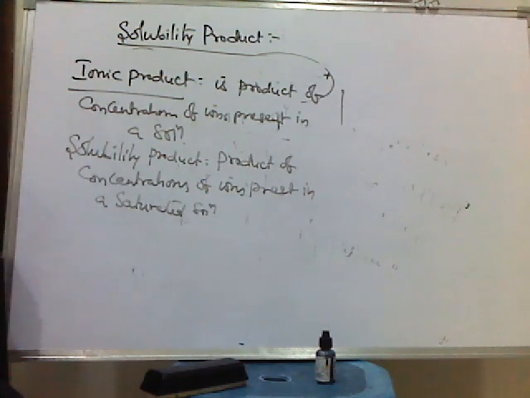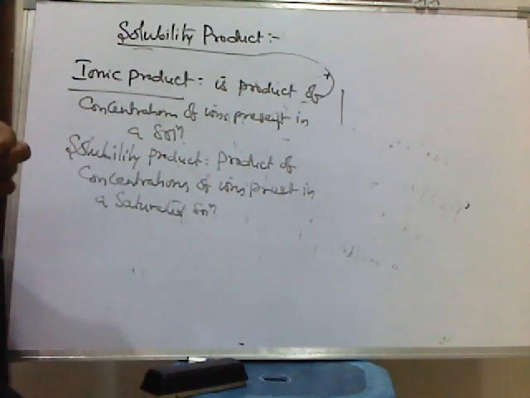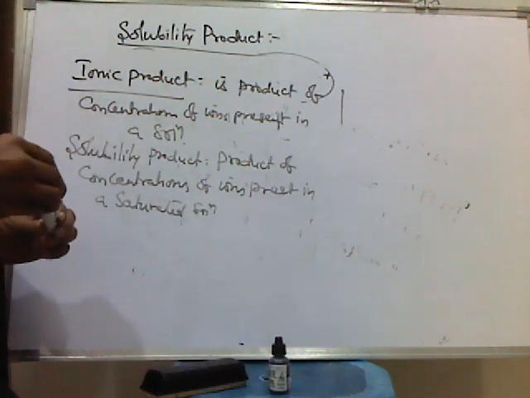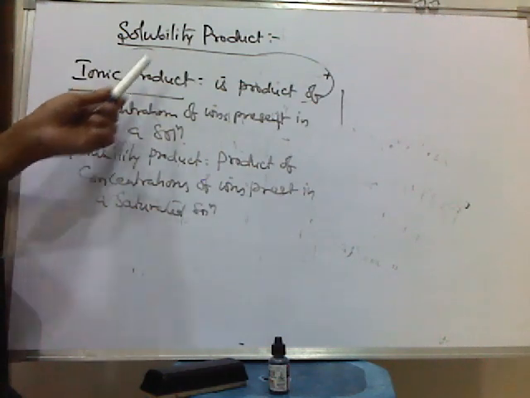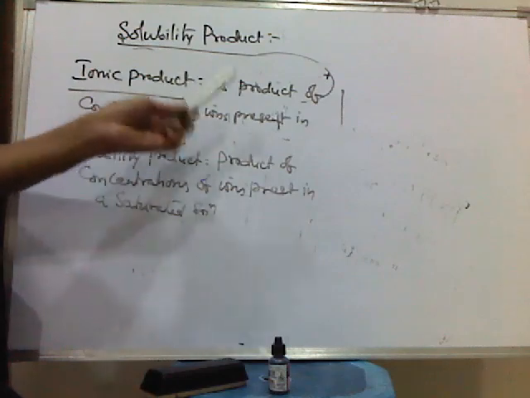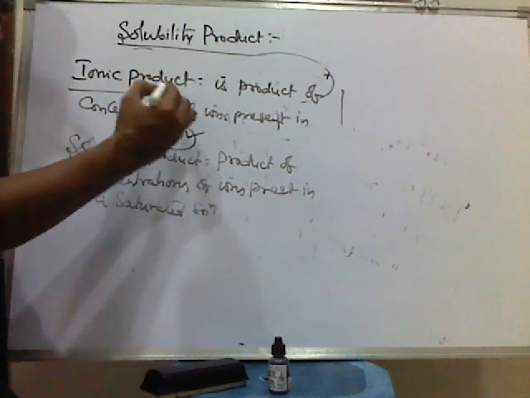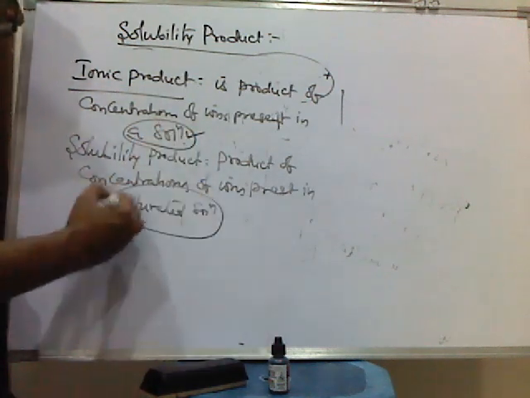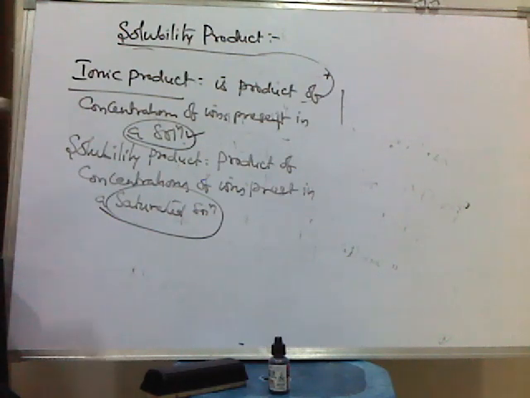Now what is the difference between solubility product and ionic product? Both are products of concentrations of ions only, but the solubility product is the product of concentrations of ions present in a saturated solution, whereas the ionic product is the product of concentrations of ions present in a solution. This solution may be saturated, unsaturated, or supersaturated, but for the solubility product the solution must always be saturated. Now, what is the significance of this solubility product?